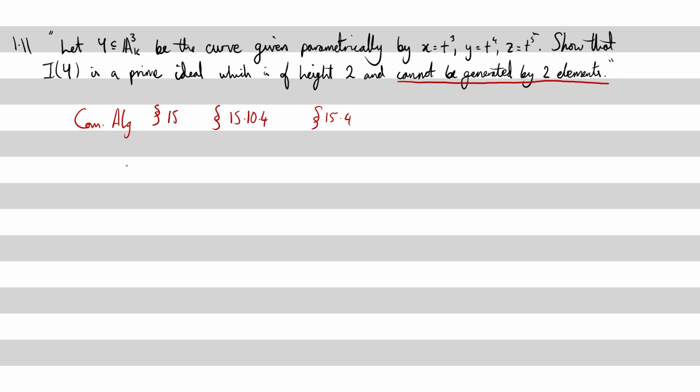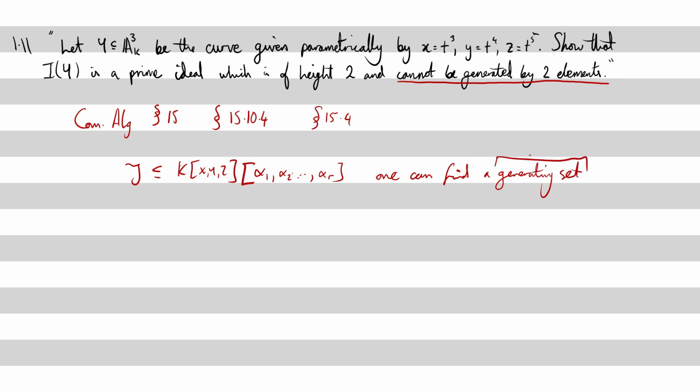In fact, given an ideal J within K adjoin X, Y, Z, adjoin alpha 1 through to alpha to the R, one can find a generating set, well, a Grobner basis of J intersect K X Y Z.